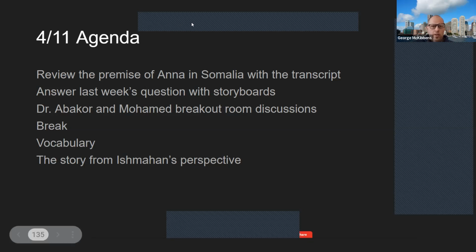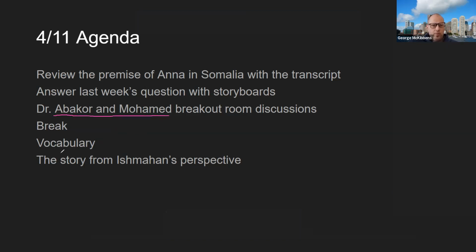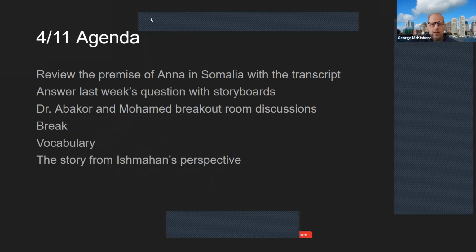And then I do want to get into the relationship between Dr. Abakor and Muhammad, have a little breakout room, and then give everybody some vocab and a chance to look at Ishmahan, the story from her perspective. So that's our agenda for today. I want to look at their relationship, give some vocabulary, and look at Ishmahan's perspective in this story. Does anybody want to share their picture next, who didn't get a chance before the break?